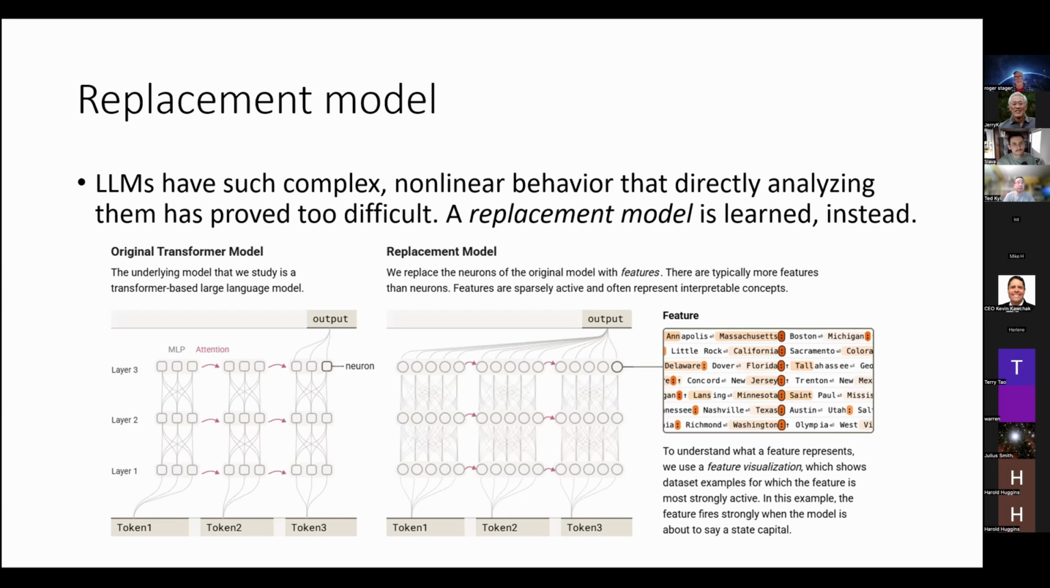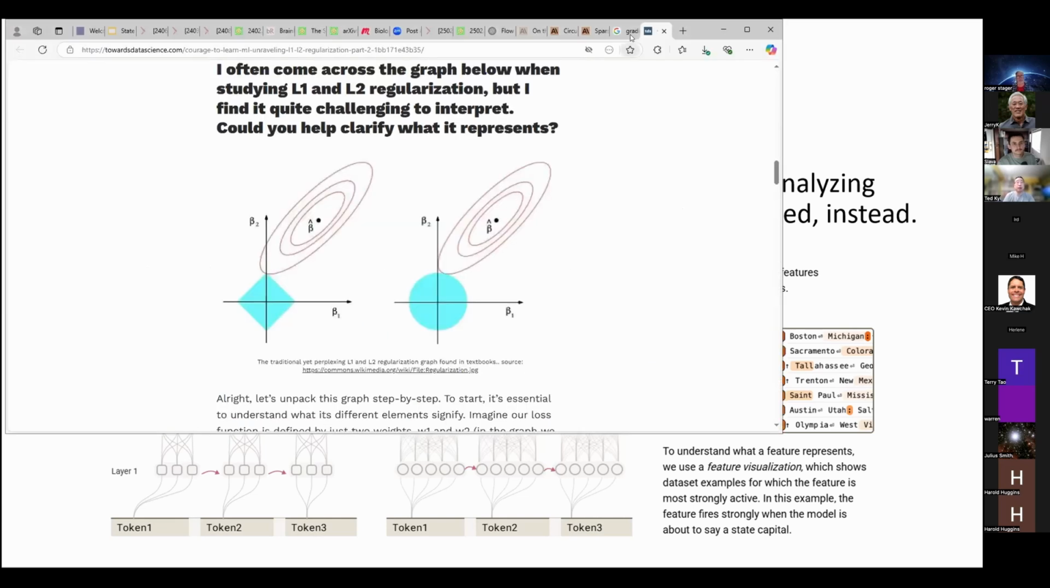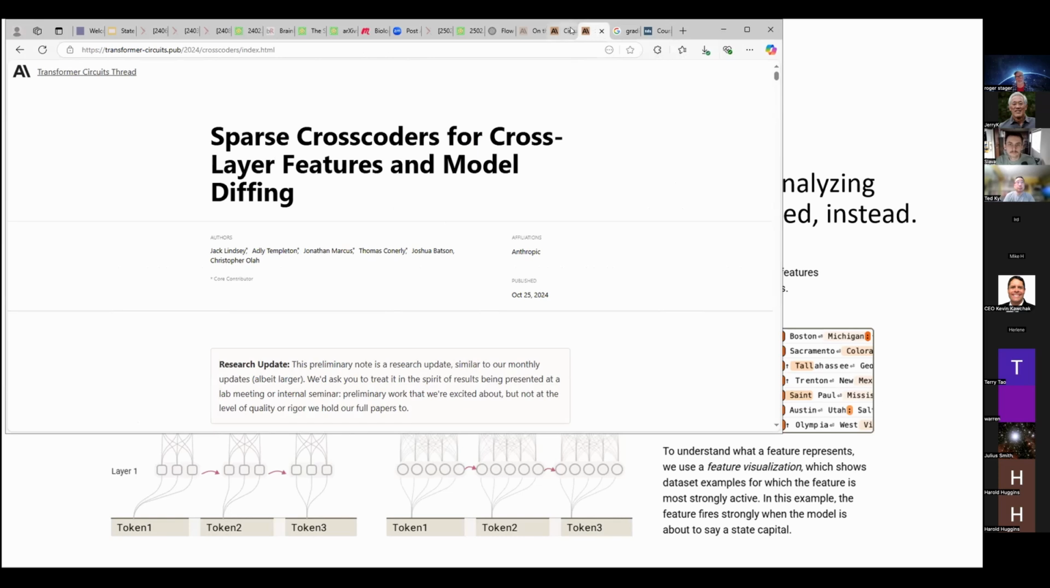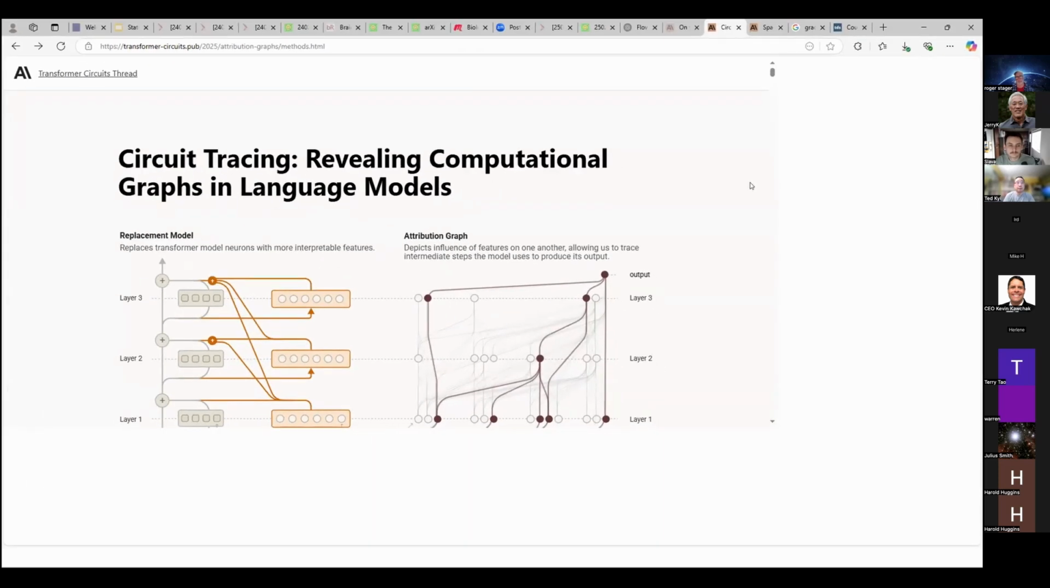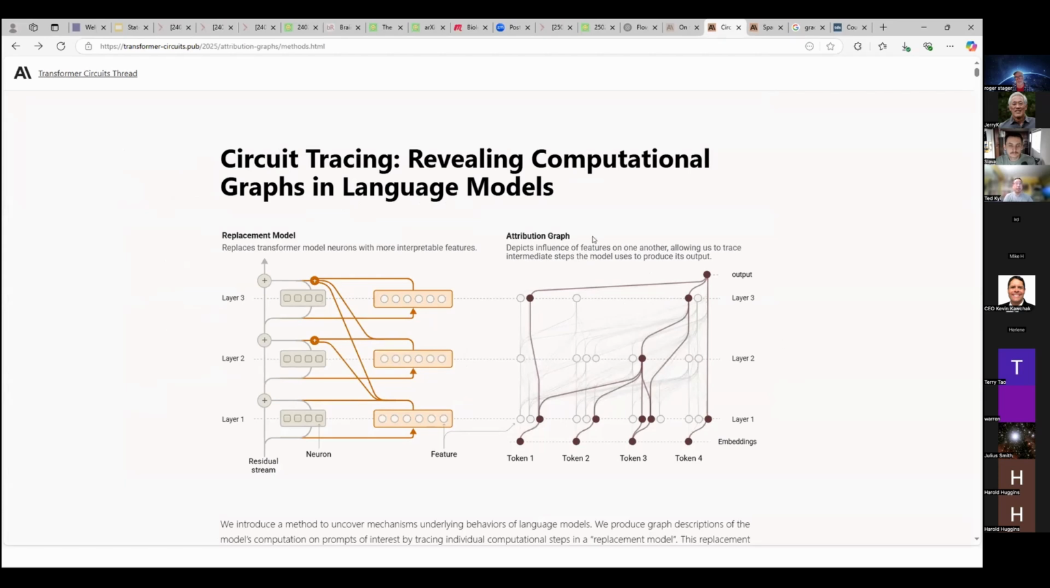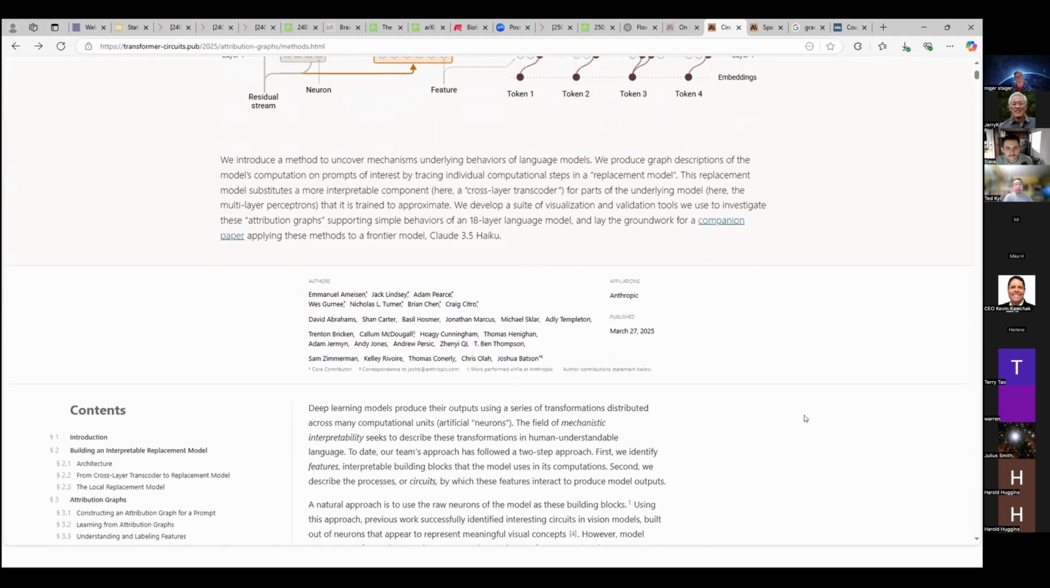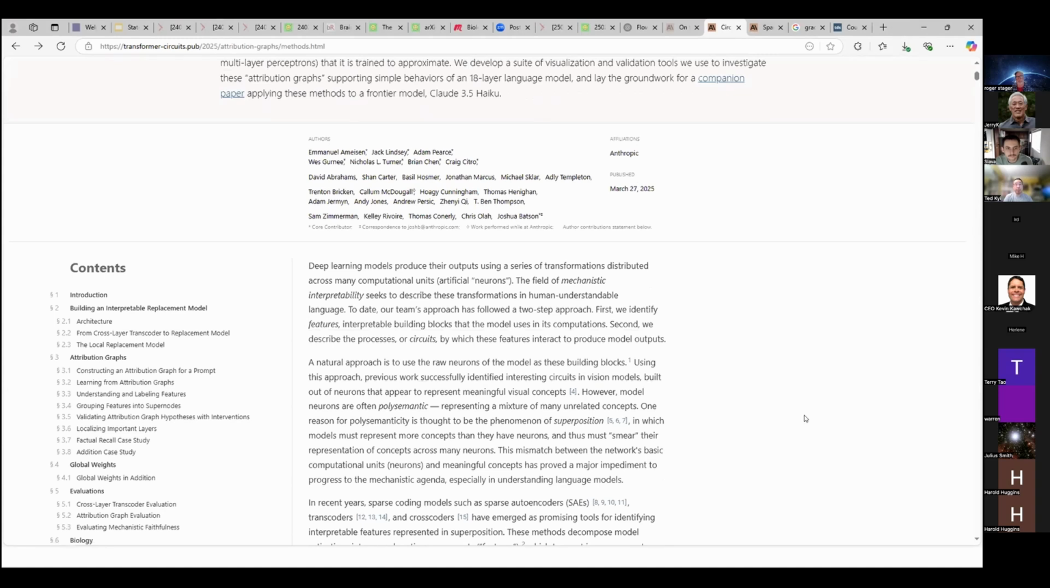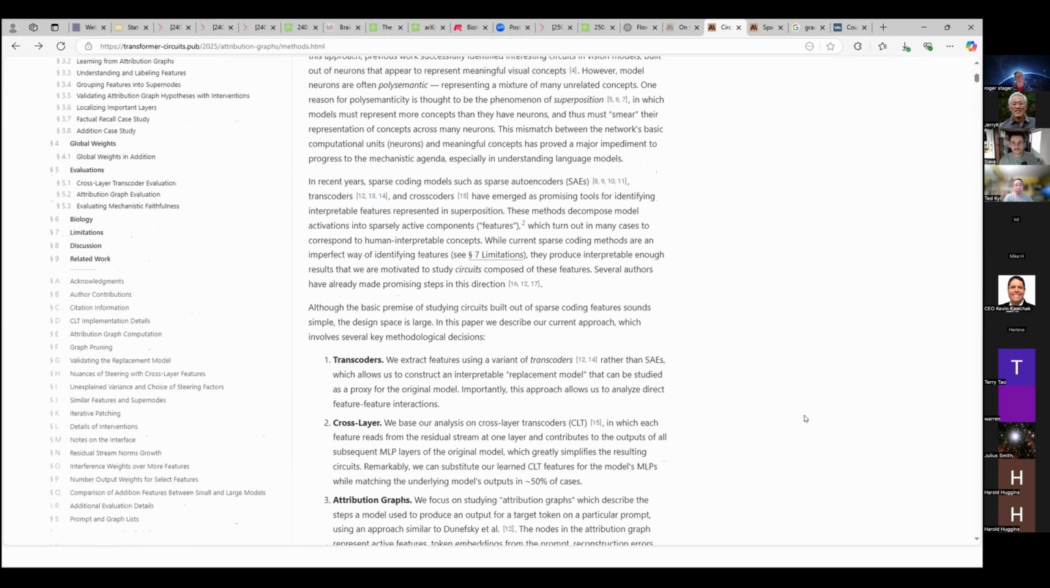Okay. All right. So, moving over to the article. This is the companion article called Circuit Tracing: Revealing Computational Graphs in Language Models. Ultimately, we're going to explain what these two pictures mean. Again, the goal here is to model what the MLPs are doing as accurately as possible. We are not going to be explaining attention in this.